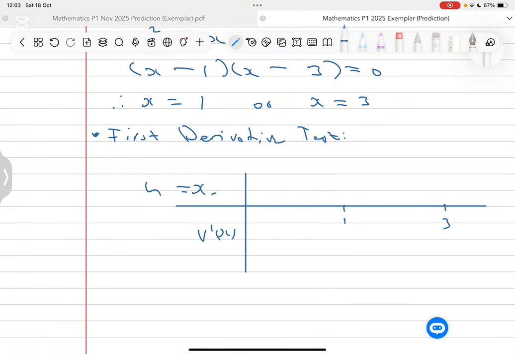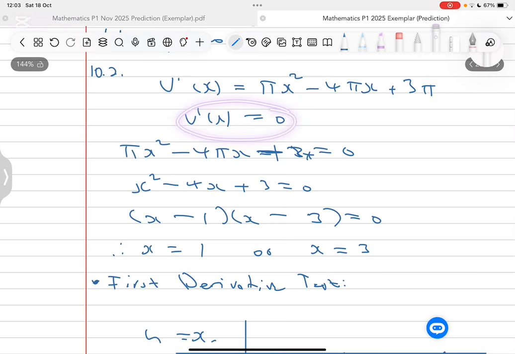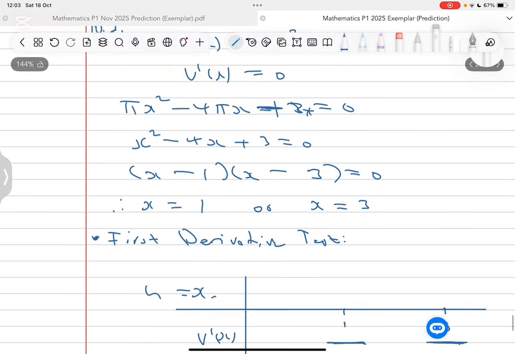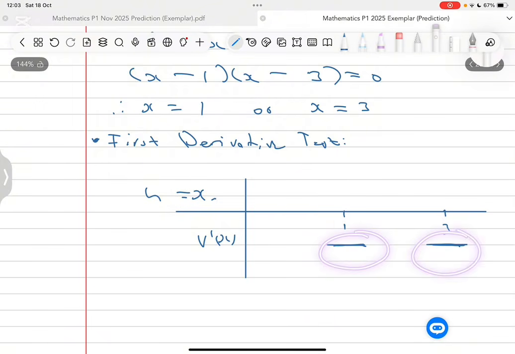And here on the 1, we actually have our derivative to be 0. And here on the 3, we have our derivative to be 0. Remember, this is the derivative here. So the derivative is 0. We have done that here at the maximum and minimum turning points. But we want to see which one is the minimum and which one is the maximum turning point here.